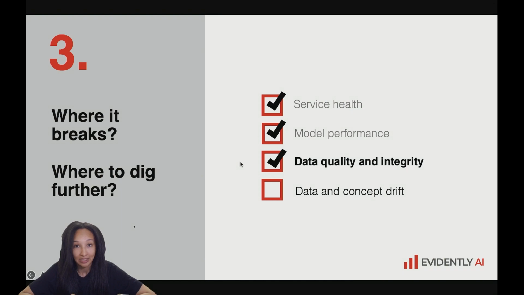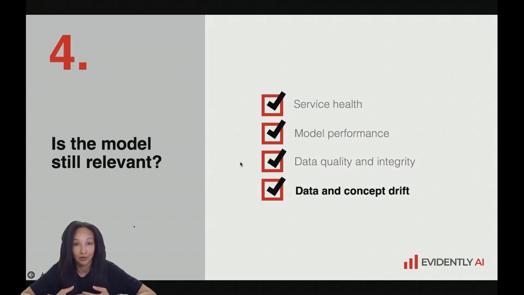Data quality and data integrity, of course, because if there are some changes in data quality, or if even data drift or concept drift has happened, then probably our model can start to decrease in quality. So these are basically 4 standard things that we monitor for machine learning models in production.